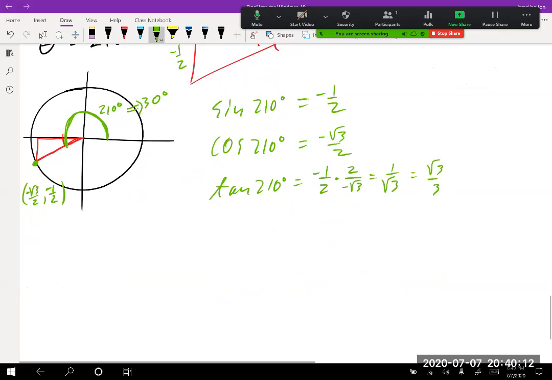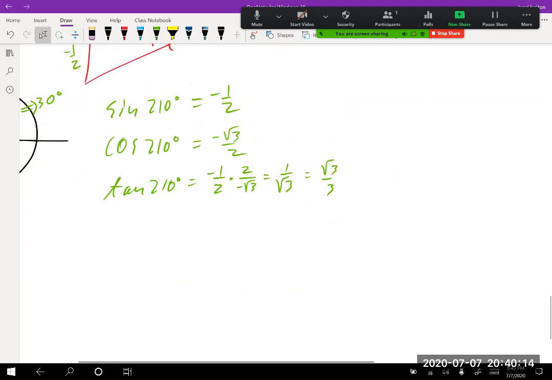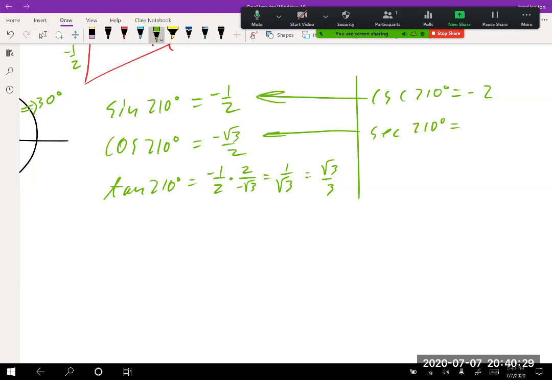Now let's keep going. What's the next one? Cosecant of 210 degrees. So that would be then -2, and secant of 210 degrees is associated with this guy. Remember, these are the reciprocals, and then cotangent of 210 degrees. So what we're going to do here is this would become -2 over square root of 3, which is -2 square root of 3 over 3.